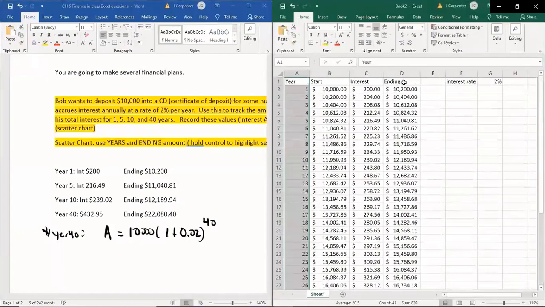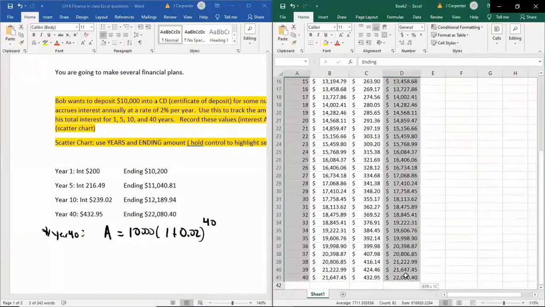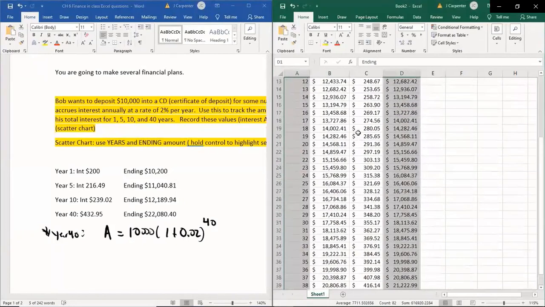I'm holding control. Now I click ending and I highlight all 40 years worth of ending balances. See, the order I do all that is very important. I had to highlight, scroll back up, then hit control, because if you hold control and scroll, something weirder would have happened. So remember, when something weird happens in Excel, undo is your favorite friend.